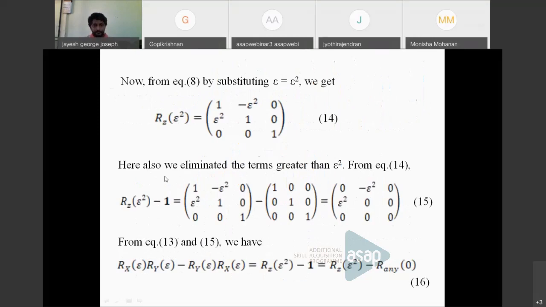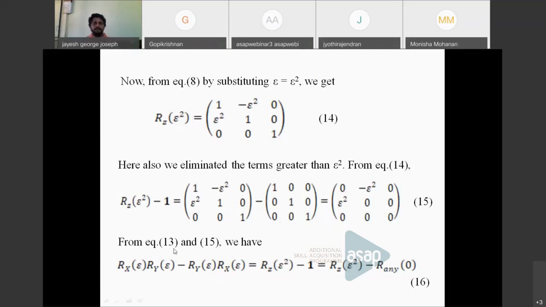And here also we eliminated the terms greater than epsilon square. From equation 14, Rz(epsilon) square minus 1 is equal to 1 minus epsilon square 0, epsilon square 1 0, and 0 0 1, minus this 1. This 1 is the identity. Therefore 1 0 0, 0 1 0, 0 0 1, and this is equal to this quantity.